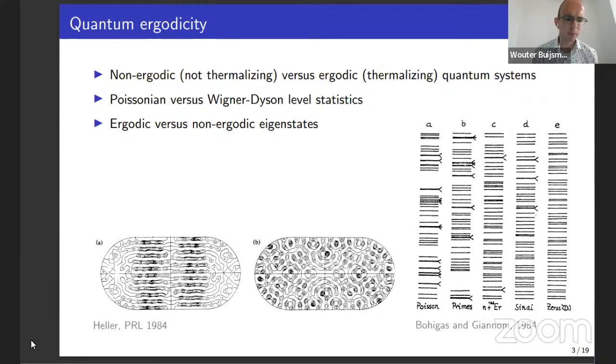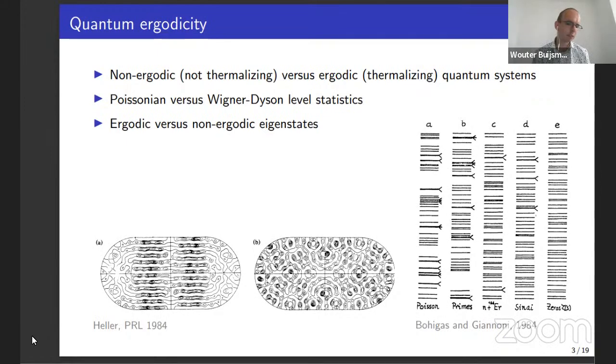Okay, first, quantum ergodicity. In the field of quantum ergodicity, we essentially make a distinction between two types of systems. On the one hand, we have non-ergodic quantum systems, which do not thermalize. And on the other hand, we have ergodic systems, which do thermalize. And these two classes of systems have vastly different properties.